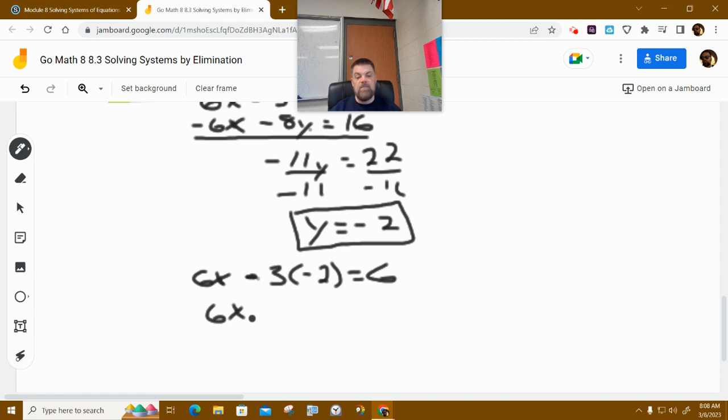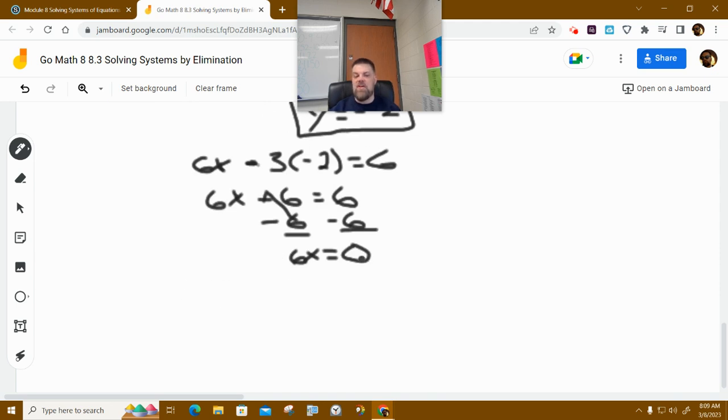positive 6. Very good. If you're not real good with positives and negatives, grab those calculators. So then I subtract 6 from both sides. I drooled a little bit there. That was funny. So I get 6x. What's 6 minus 6? 0. Can 0 be the answer? Yeah, it can. 0 is a number just like all the other numbers. So I'm going to divide by 6, divide by 6. What's 0 divided by 6? 0. So that's my x value.